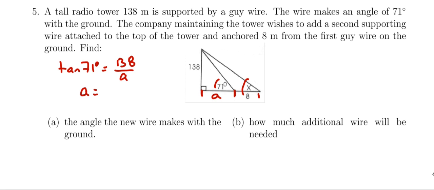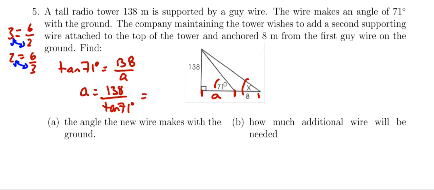And then I am free to swap those two, basically skipping a step here, but remember we looked at this before. If, for example, 3 is equal to 6 over 2, we know that 2 is equal to 6 over 3. Okay, so basically I can swap these two right here. And that's okay. So that's going to be my A. And when I do that, 138 divided by the tangent of 71, I'm going to get 47, roughly speaking, 47.5. I'm going to round it to 47.5.